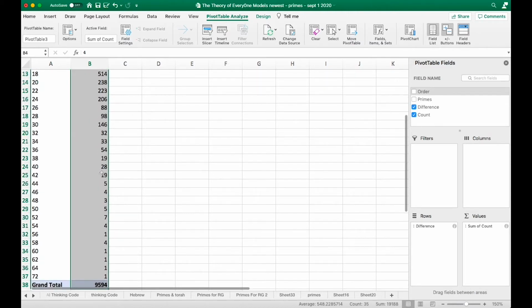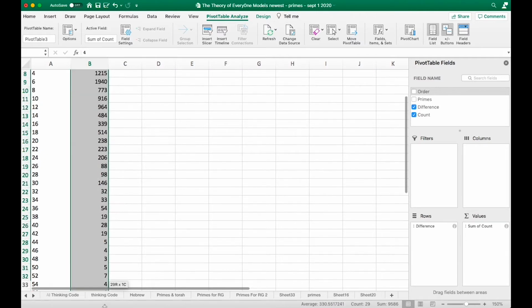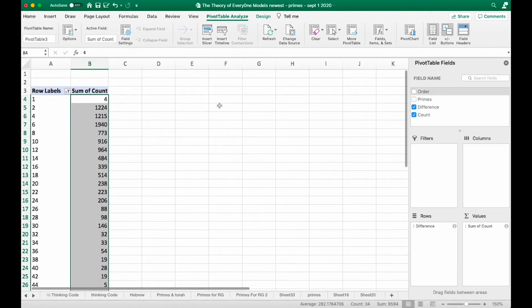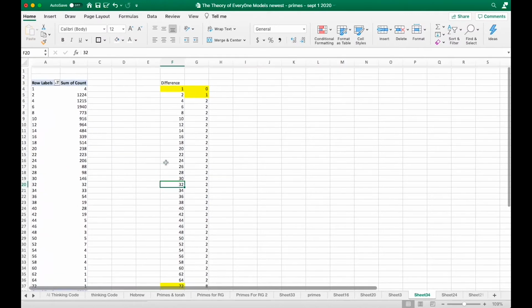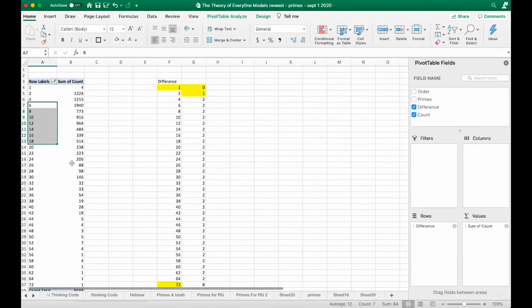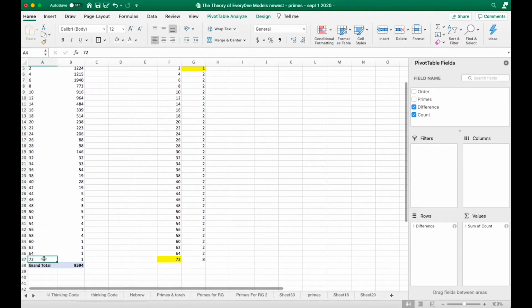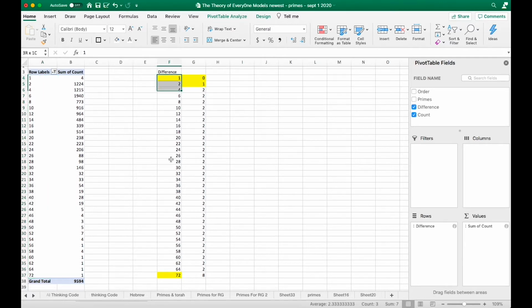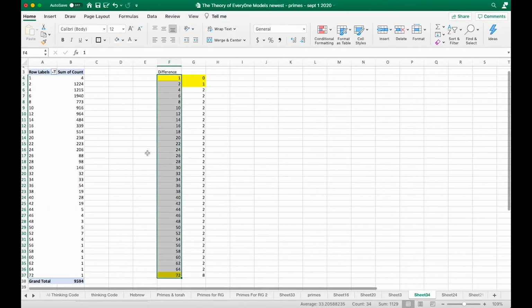So now, when we look at how many different differences of primes we find, you can see that it's 34. When we look at the differences themselves, which are right here, you can see that there are 34 of them, and right here, we have 34 of them. So these are the same exact numbers.